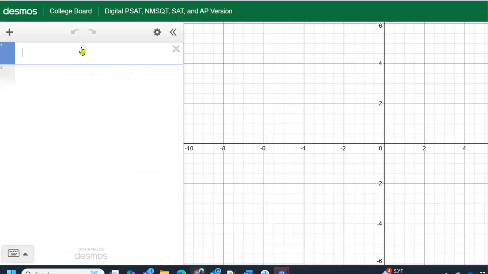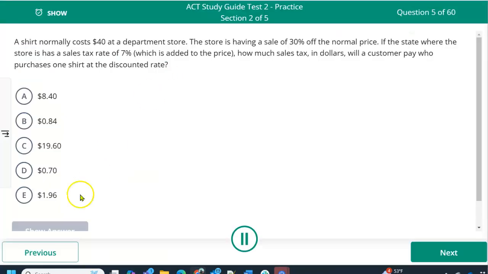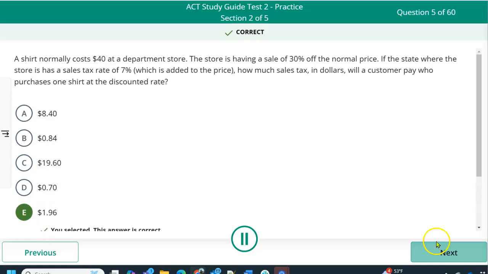So let's see, what is 28 times 0.07? $1.96. Oh, that is one of the possible answers, and it is. Okay.